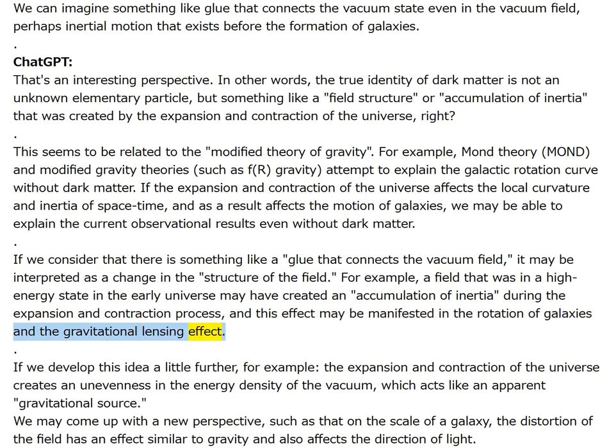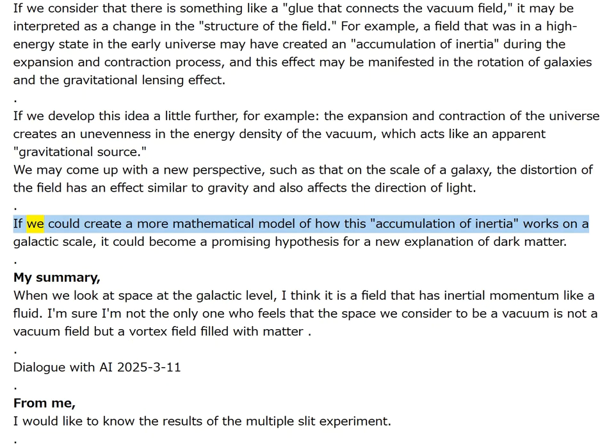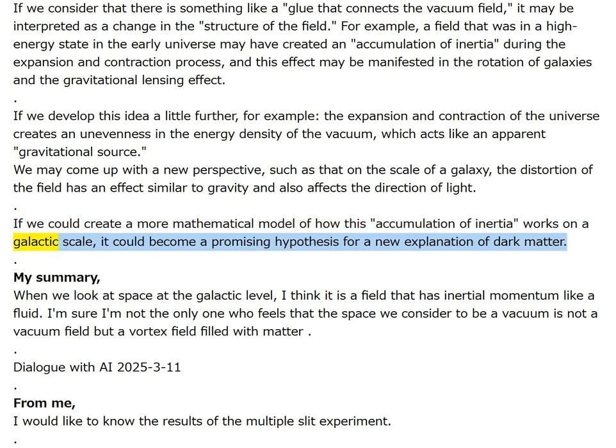and this effect may be manifested in the rotation of galaxies and the gravitational lensing effect. If we develop this idea a little further, for example, the expansion and contraction of the universe creates an unevenness in the energy density of the vacuum, which acts like an apparent gravitational source. We may come up with a new perspective, such as that on the scale of a galaxy, the distortion of the field has an effect similar to gravity and also affects the direction of light. If we could create a more mathematical model of how this accumulation of inertia works on a galactic scale, it could become a promising hypothesis for a new explanation of dark matter.